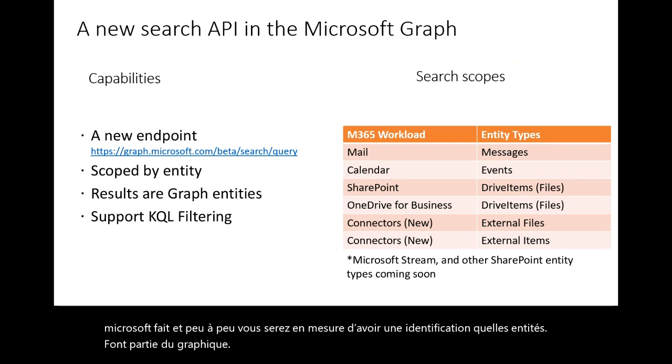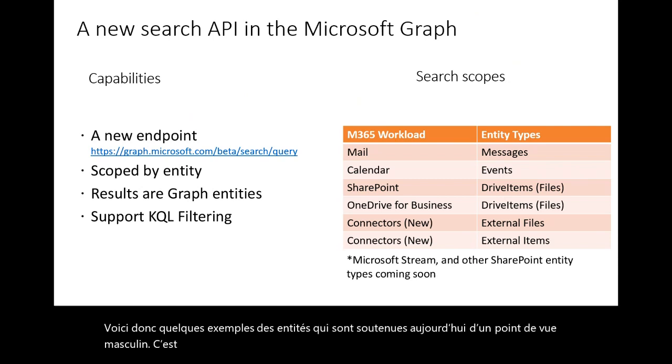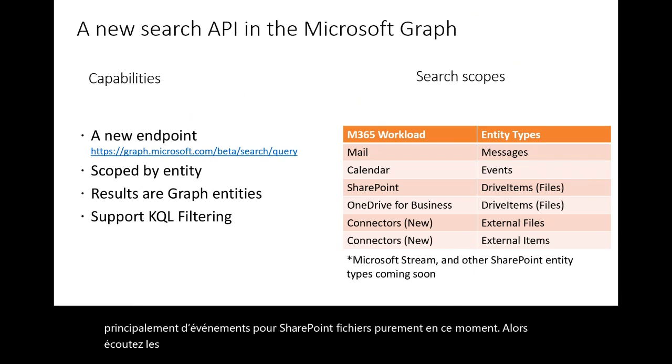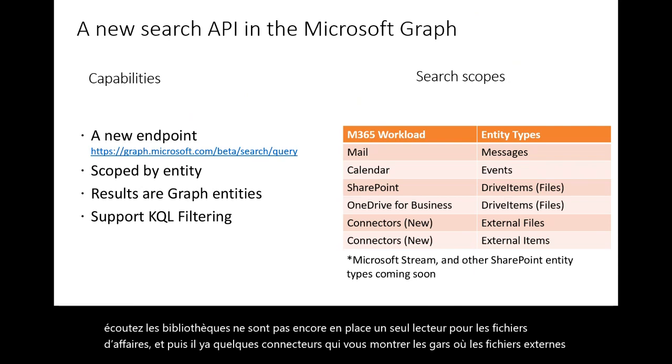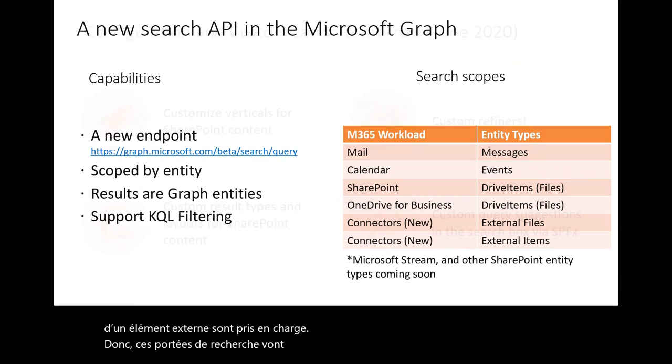So here are some examples of the entities that are supported today. From a mail perspective, it's primarily messages. From a calendar perspective, it's primarily events. For SharePoint, purely files right now. So lists and libraries are not in place yet. OneDrive for Business is files, and then there's some connectors that I'll show you guys where external files and external items are supported. So those search scopes are going to be really important for you.